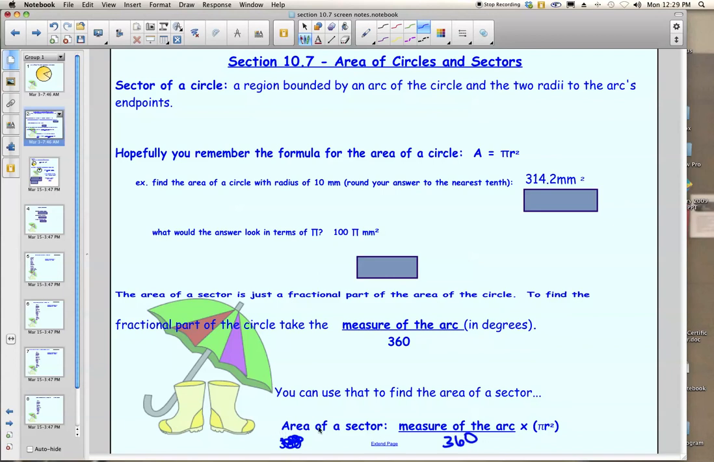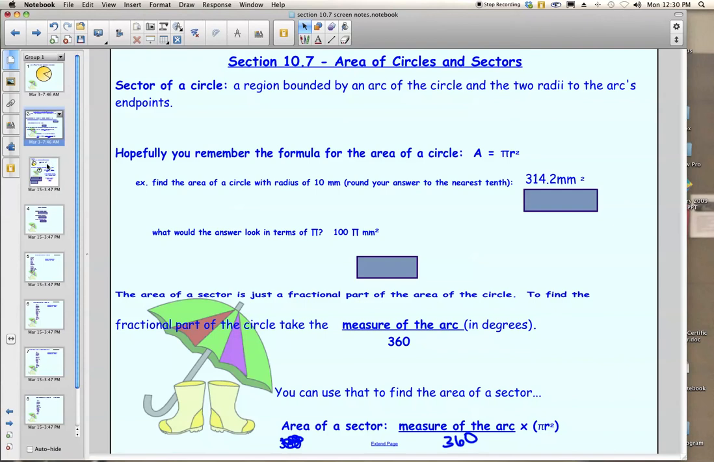So to find the area of just a sector of the circle, the area of the entire circle would be pi times radius squared, but to just get the area of a sector, you'd take your degree of your arc divided by 360 to get that proportional amount or percentage. And then you take that percentage times pi times radius squared. That's how you get the area of a sector. Just take the area of the circle and times it by what percent of the circle the sector takes up.